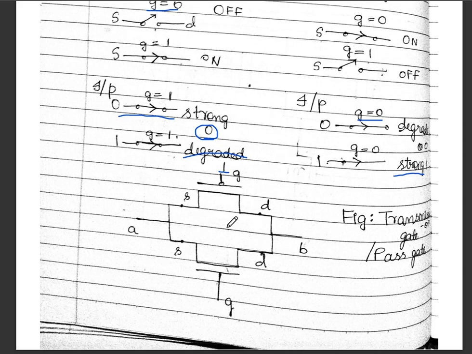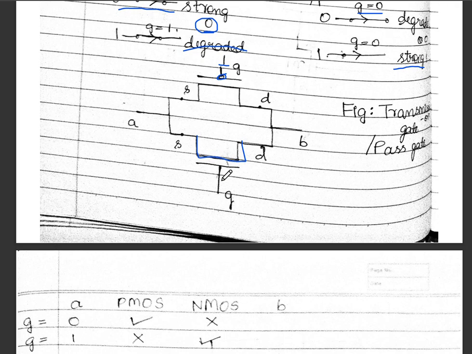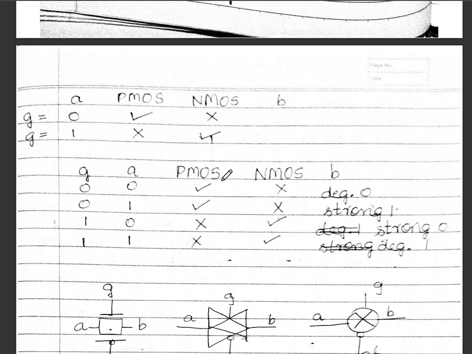So this is how you represent a pass transistor. This is NMOS without a bubble and this is PMOS transistor. Together they combine to form the pass transistor, also called the transmission gate. So now we'll look into the truth table.